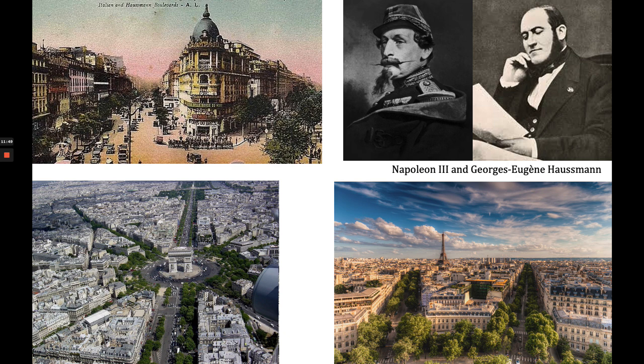The main modernization happened in the 1850s with Napoleon III tasking the very appropriately named Georges-Eugène Haussmann. I don't know if there's anybody better that could be tasked to renovate neighborhoods than Haussmann. That's very appropriate. To modernize Paris. It's a project that took 17 years to complete.